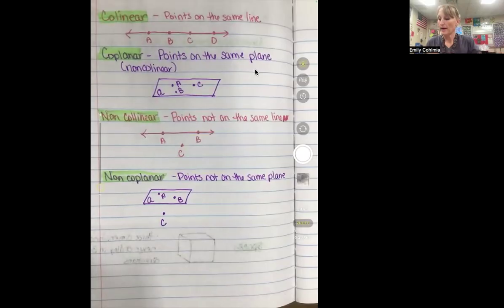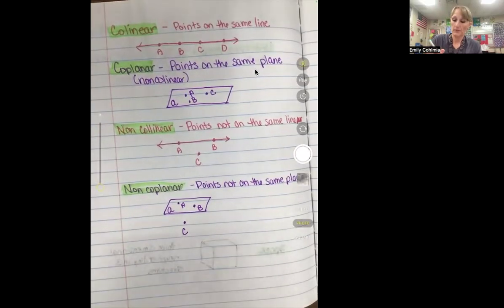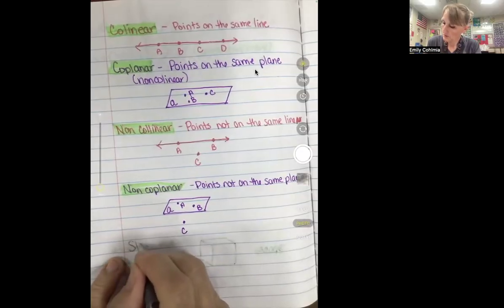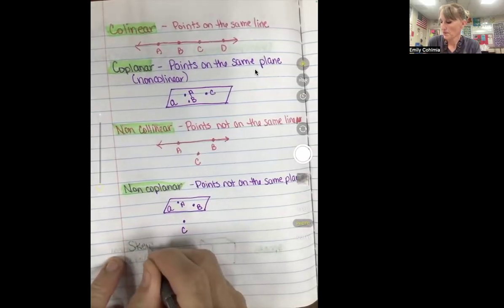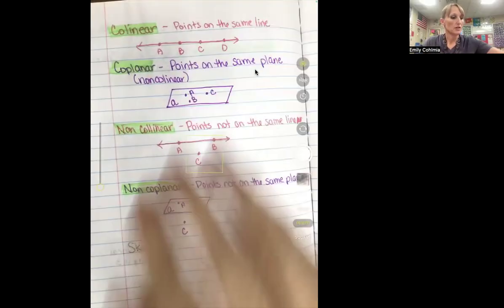We also have skew lines. Another one that doesn't like to write. And a bunch of duds today.